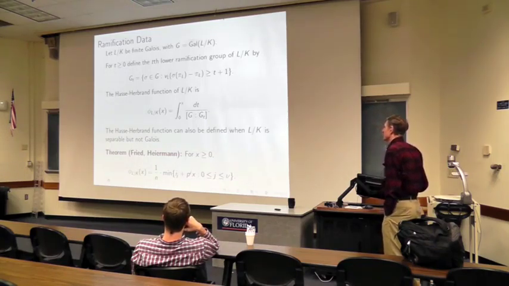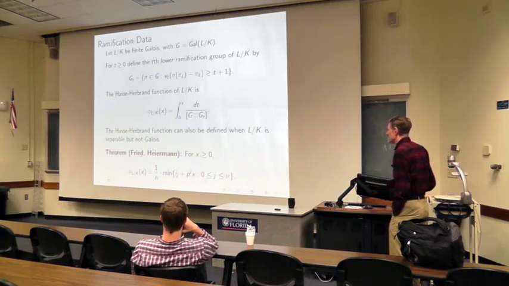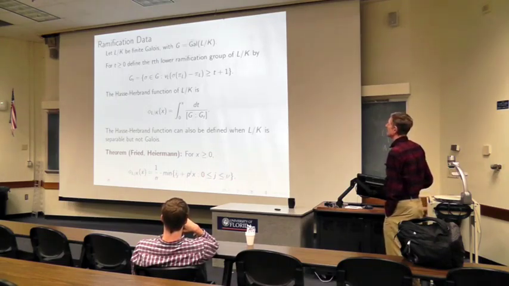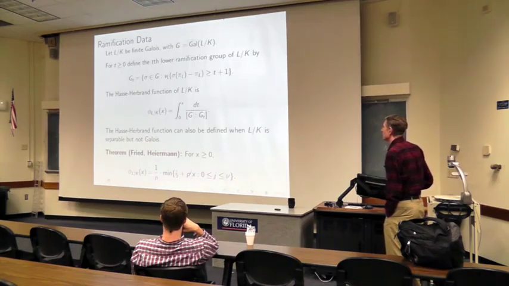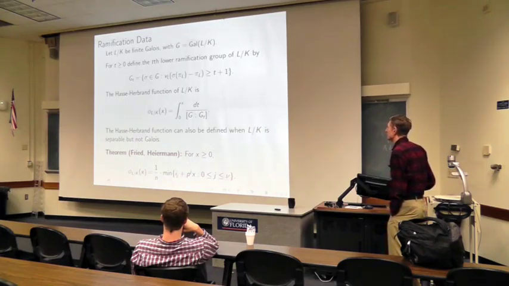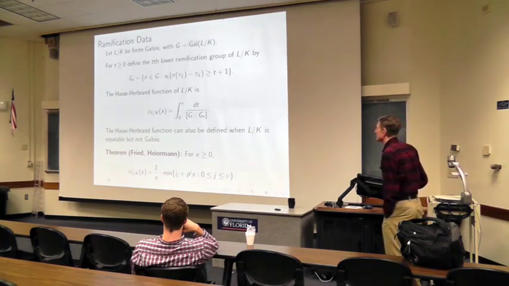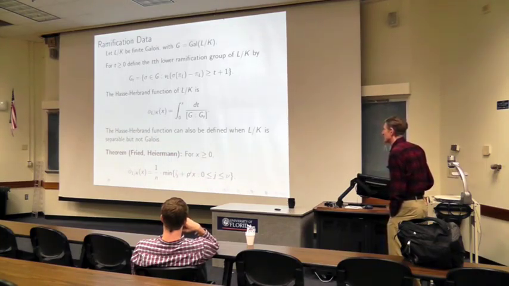So anyway, the connection between the indices of separability and the usual ramification data is given by the Hasse-Herbrand function, right here. Basically, you can recover the Hasse-Herbrand function from the indices of separability, but as we'll see in the next example, the other direction doesn't work. You can have cases where the Hasse-Herbrand function does not determine all the values of I sub j.